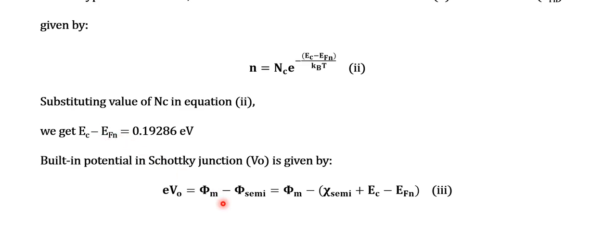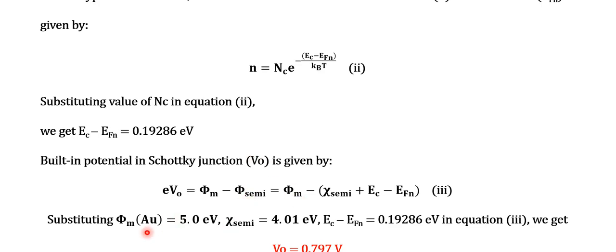The built-in potential in a Schottky is given by eV0, which is equal to phi m minus phi s, that is the work function of the metal minus the work function of the semiconductor. The work function of the semiconductor, as I have already discussed, can be written as psi of the semiconductor, that is the affinity of the semiconductor, plus Ec minus EFn, which we have already found out. This value is also given to you, and phi m is also given to you. Phi m was given as 5 electron volt and psi of the semiconductor was 4.01, and Ec minus EFn you have already got as 0.19286. So finally your V0 value will be 0.797 volt.